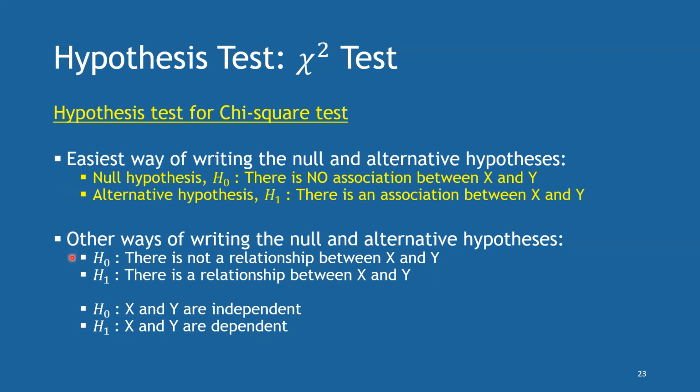So other ways that people might write this is that there is not a relationship between X and Y, and the alternative would be that there is a relationship between X and Y. Or another way of saying that is that X and Y are independent, as compared to H1, which would imply that X and Y are dependent. So this slide just shows you some other ways that you might see the null and alternative hypothesis written for chi-square if you look more in the literature or take another stats course.